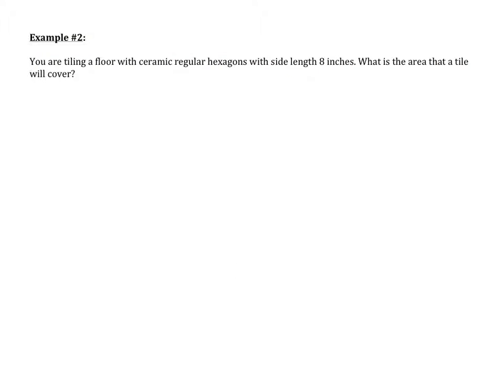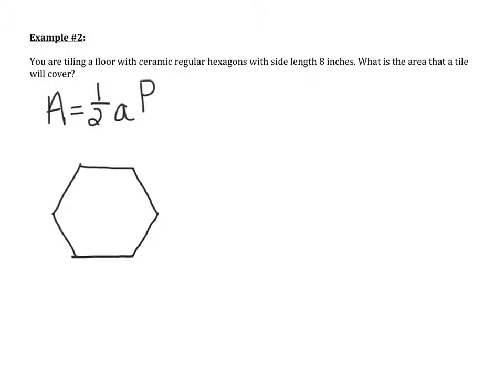Now let's look at example number 2. You are tiling a floor with ceramic regular hexagons with side length 8 inches. What is the area that a tile will cover? We know that we're going to end up using that formula. The area is equal to 1/2 the apothem times the perimeter of the polygon. Next, let's draw a picture to wrap our heads around what we're dealing with. So it's a regular, meaning all sides are the same, hexagon, so 6 sides. And we know that each side is 8 inches long.